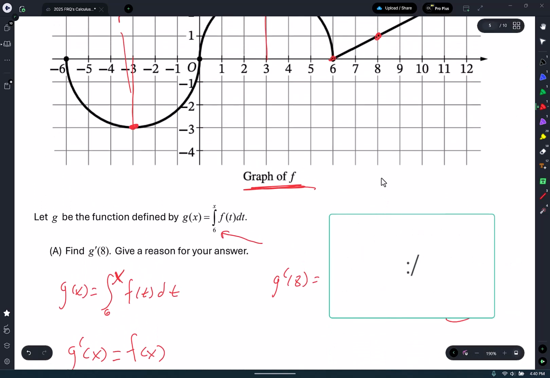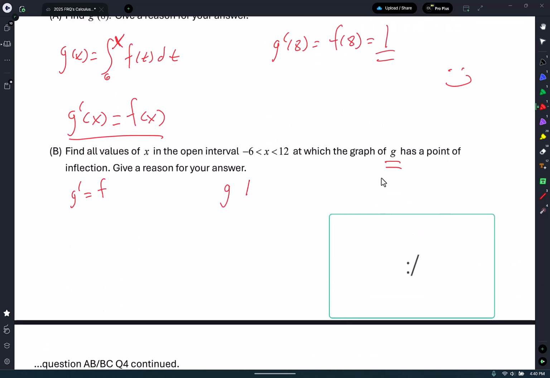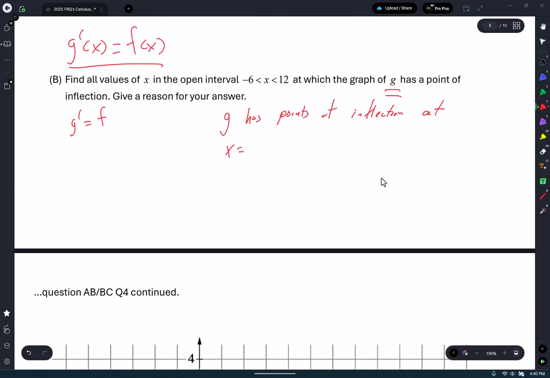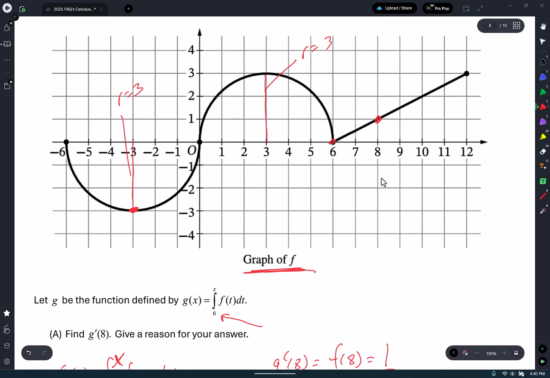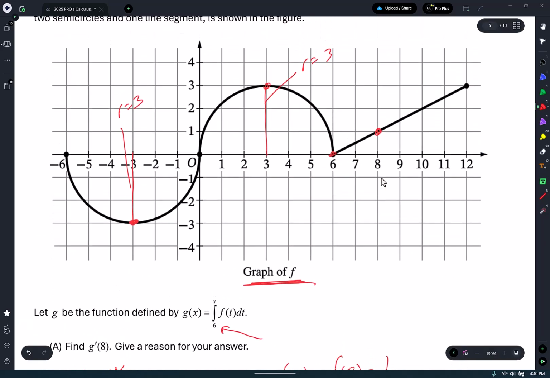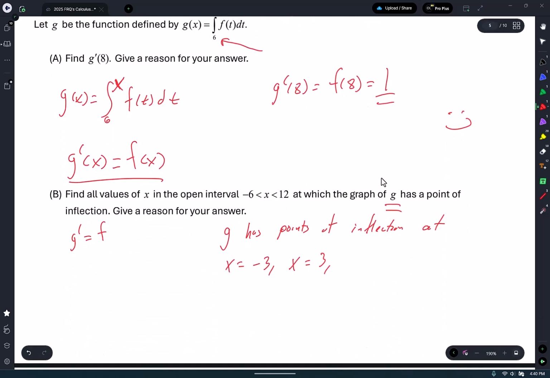So I have a point of inflection. I'm going to write: G has points of inflection at x equals, the first one is at negative 3, the next one happens at 3, and then the last one happens, look, there it is, at x equals 6.